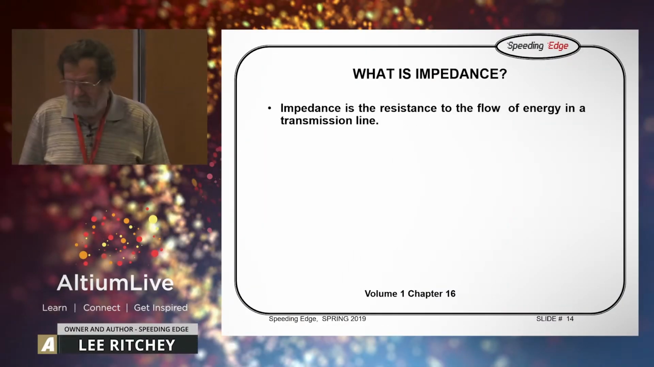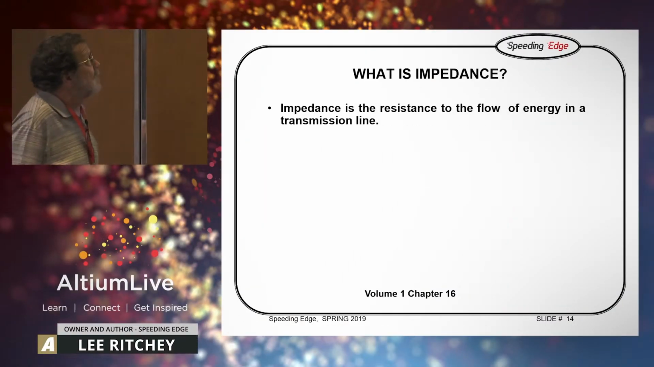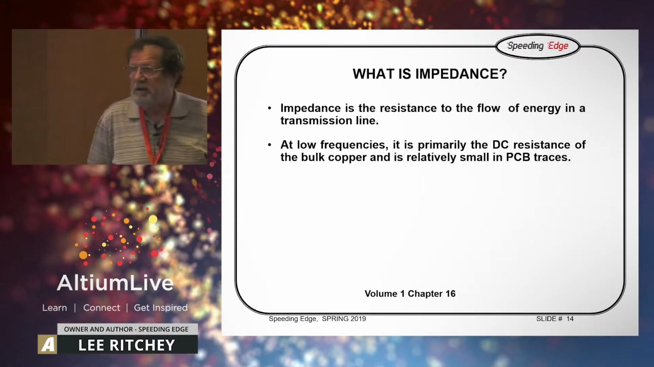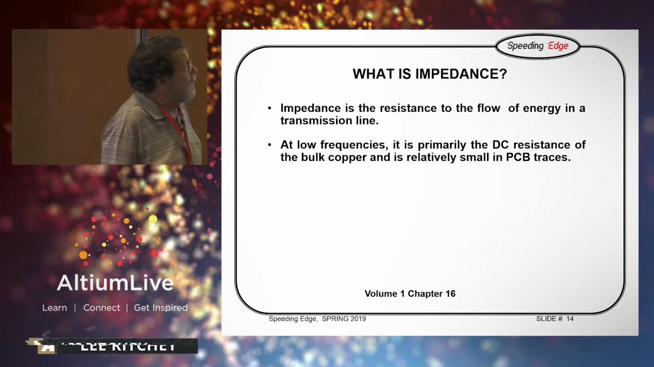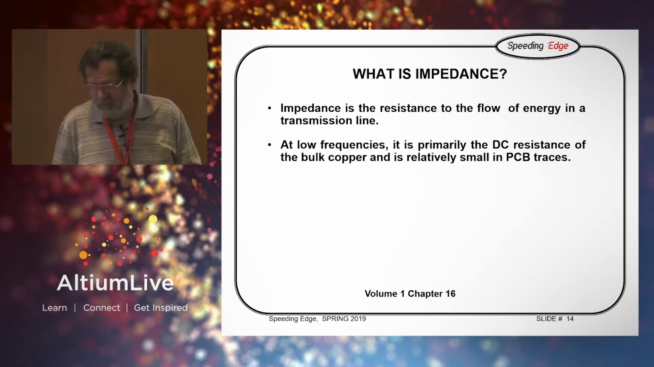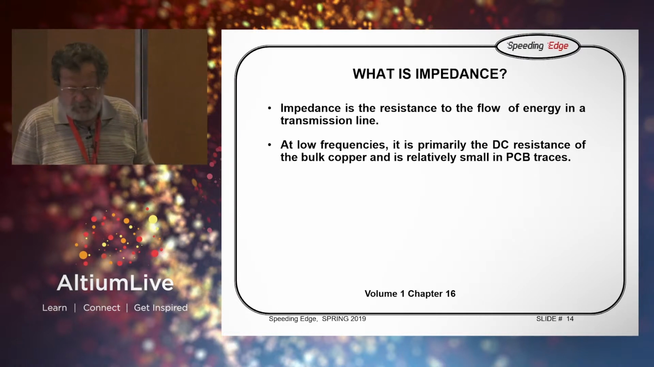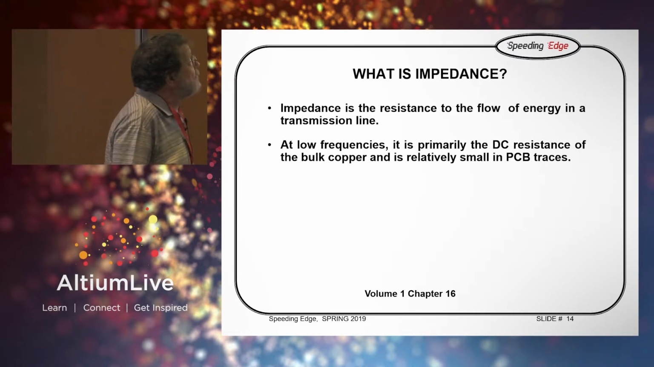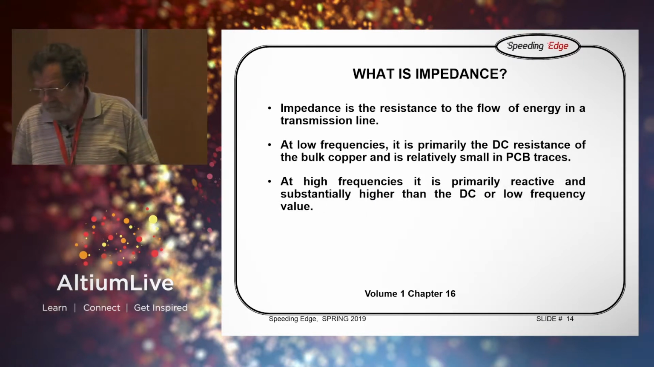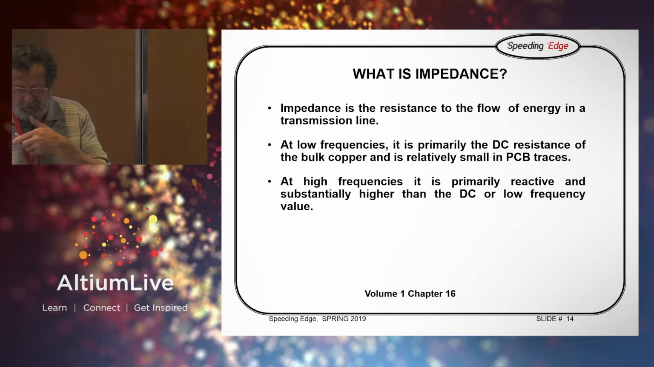So what is this thing we're talking about, impedance? Well, it's a resistance to flow of energy down the transmission line. At low frequencies, all you see is the bulk R that is associated with whatever your conductors are. And that turns out to be a pretty small number, very, very low in the planes and quite low in the traces.